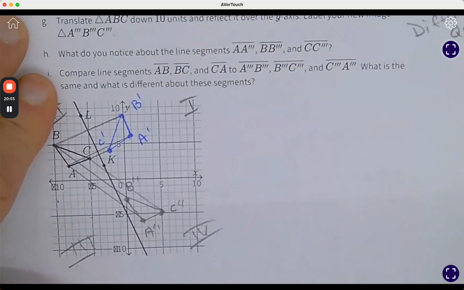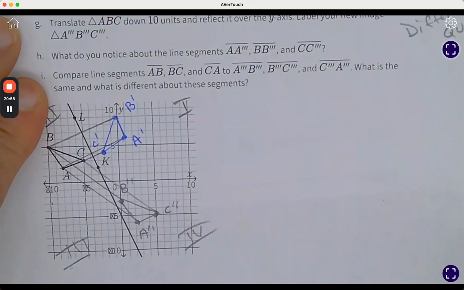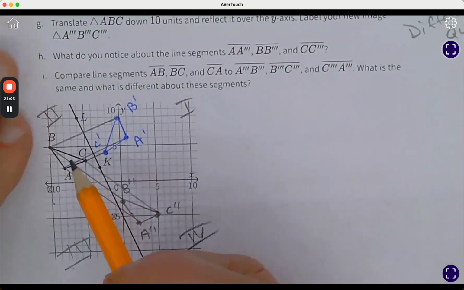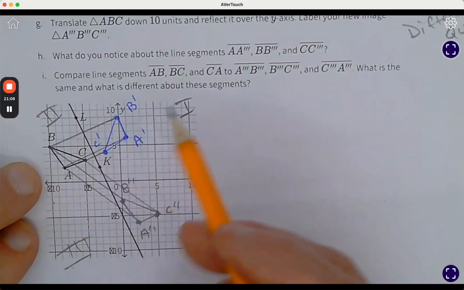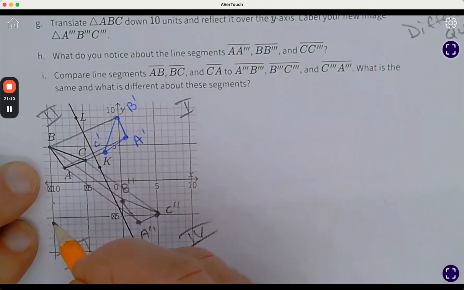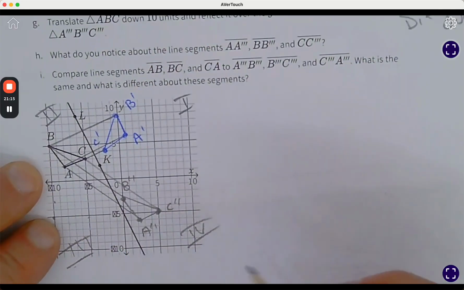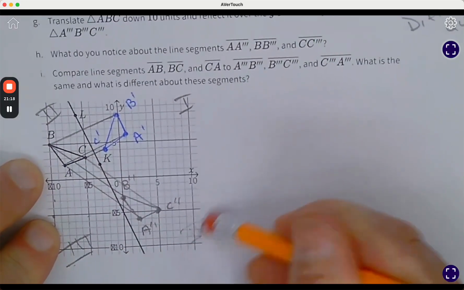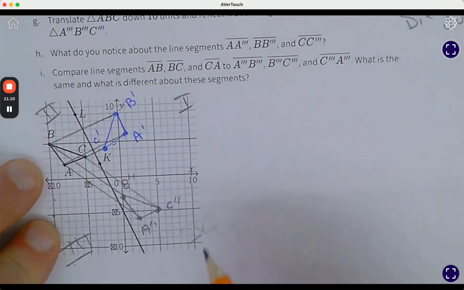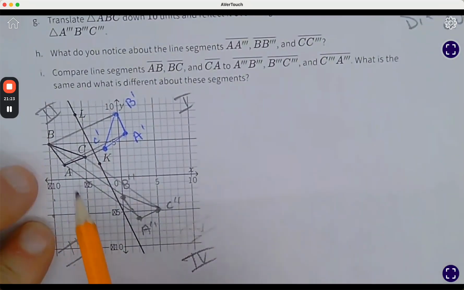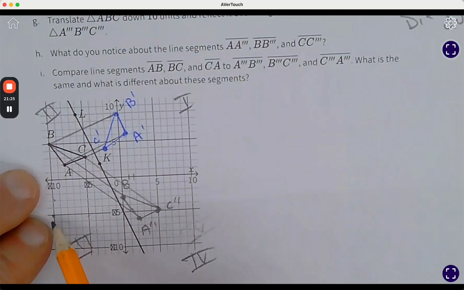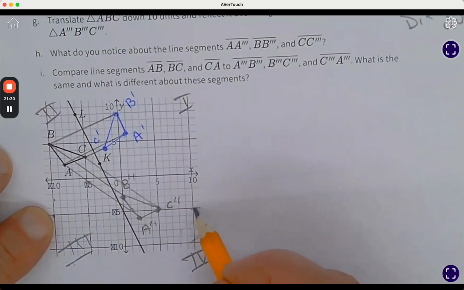Okay, translate ABC down 10 units and reflect it over the y-axis. Okay, so I'm going to go down 10 and call that B triple prime. So down 10, and then reflect over the y-axis. I'm going to get this out of here because it's going to get in my way. All right, so I'm going to go down 10, that's right here, and then reflecting it over the y-axis means I'm going to be 10 units away right there.